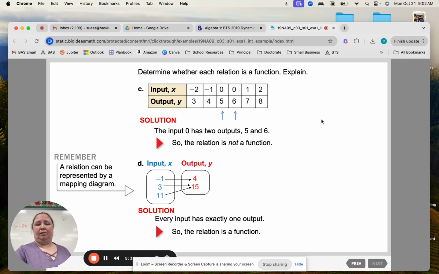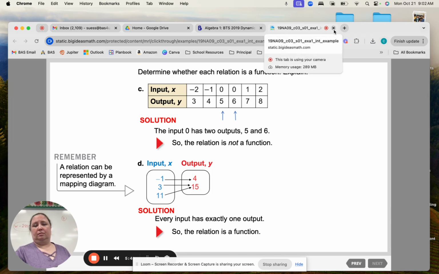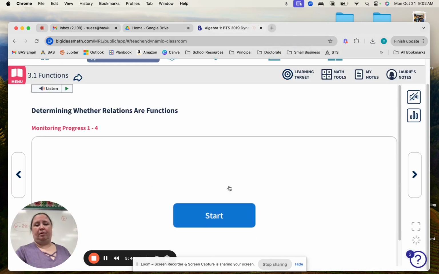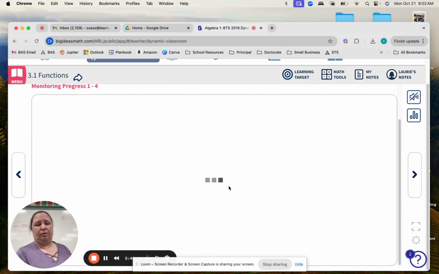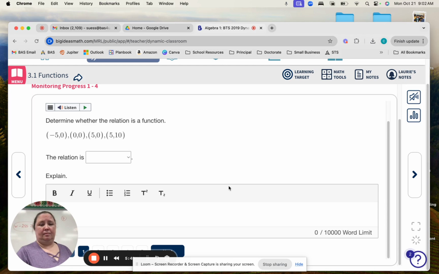All right, so let's keep going. Do your monitoring progress, numbers 1 through 4. I'm going to look at them with you real quick. In all of these, you're telling me whether the relation is a function or not a function. Looking at this first one, 5 has two outputs. So you would say the relation is not a function, and it's because you have one input having two different outputs. I'm trying to help give you the words. One input cannot have two different outputs.